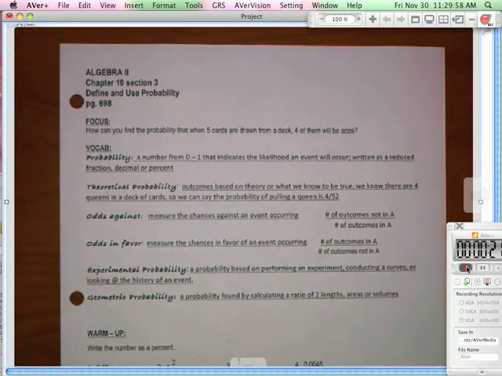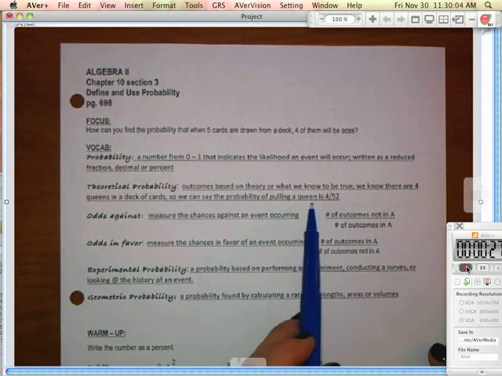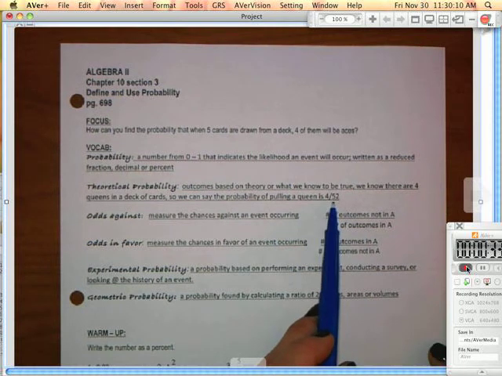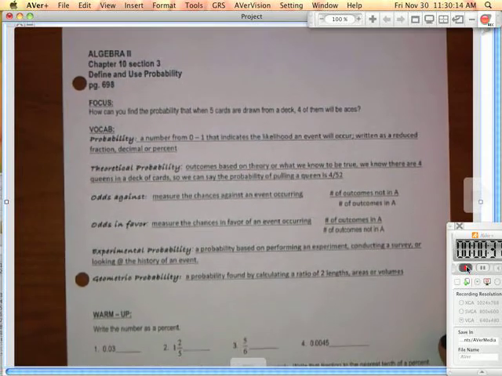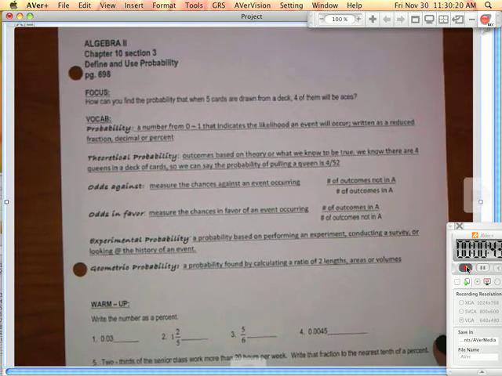Theoretical probability is basically just based on theory, like things that you know. For example, if somebody asks you what's the chances of pulling a queen, it's 4 out of 52 because there's 4 queens in a deck of cards which has 52 cards. Odds against, sometimes you'll hear at the horse races, what are the odds of getting this and that? It's slightly different than probability. We'll take a look at that later.